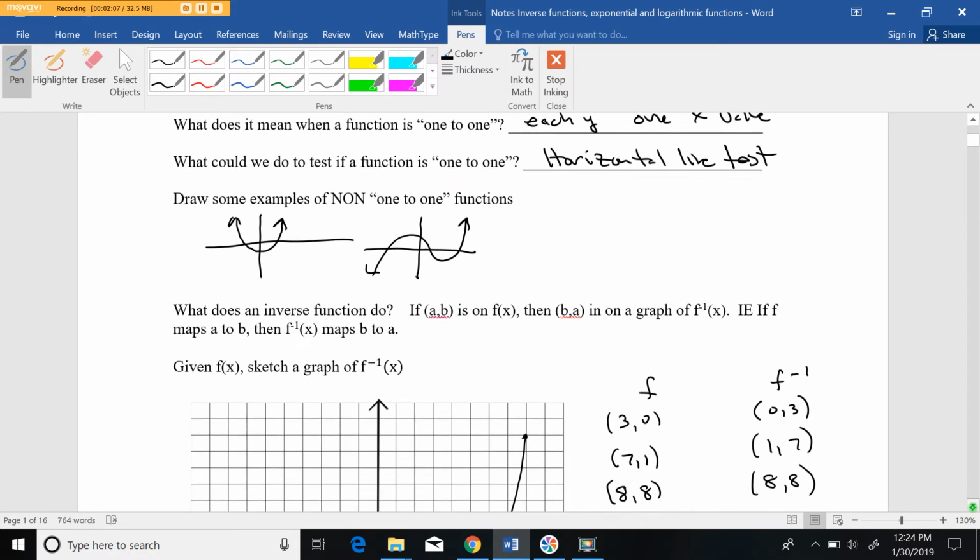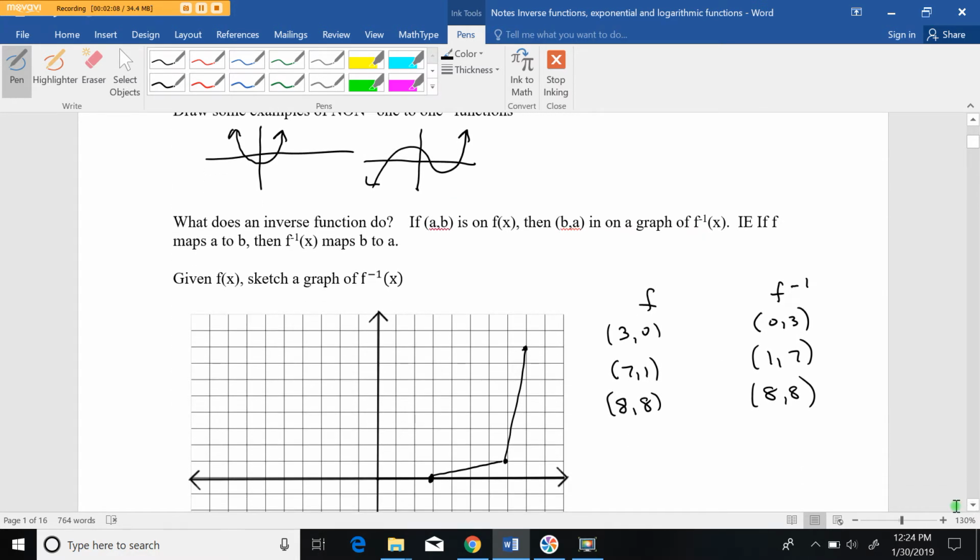All right, now we'll get to the main feature, which is inverse functions. What does an inverse function do? The important thing to realize is that if the point (a, b) is on the graph of f(x), then the point (b, a) is on the graph of the inverse of f. I.e., if you have a function f that maps a to b, then f inverse of x maps b back to a again.